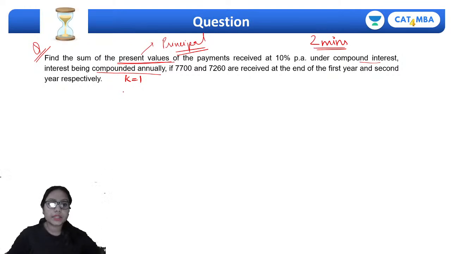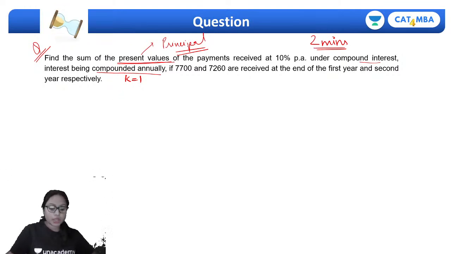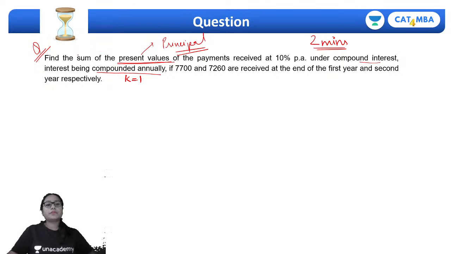Okay, let's try to solve this question now. We have to find the sum of present values of payments received at 10% per annum under compound interest, if 7,700 and 7,260 are received at the end of first year and second year respectively. Okay, so at the end of first year we have received 7,700.